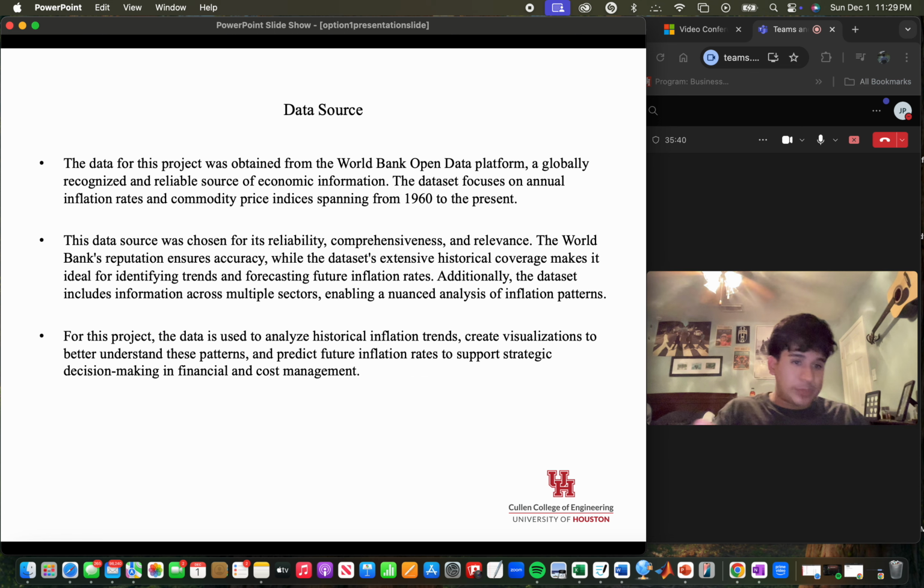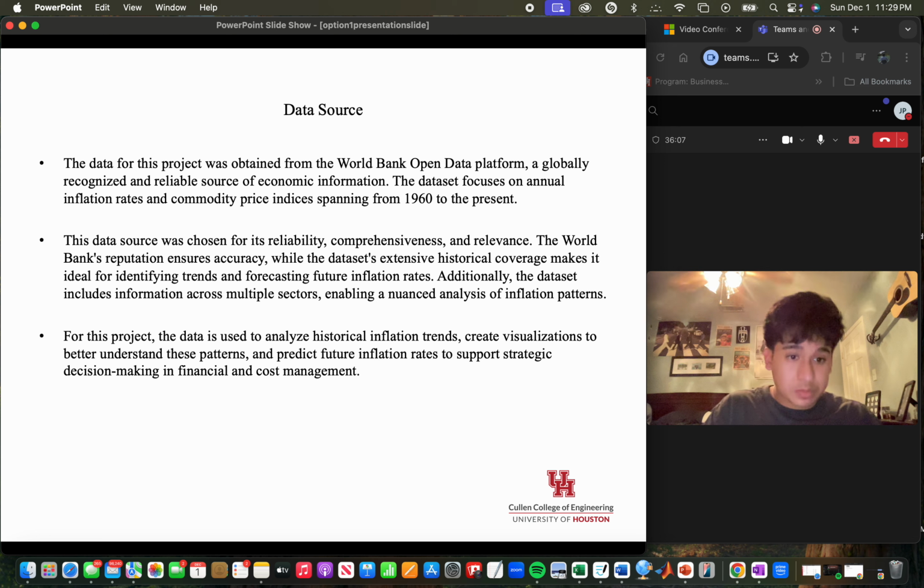So let's go ahead and start with the data source that we use for this project. We use the World Bank Open Data Platform. It's a globally recognized and reliable source of economic information. I'm going to attach the link so that you guys can check it out. It has a lot of pretty cool stuff. It focuses on annual inflation rates and commodity price indices spanning from the 1960s to the present. So it has a lot of data.